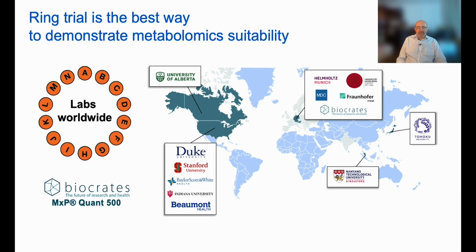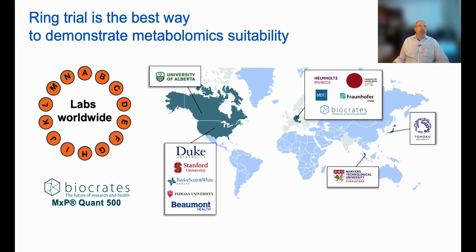I think that the ring trial is the best way to demonstrate the metabolomic suitability of a test to apply it for large cohorts. The ring trial is an idea from biomedicine which tells you what the limits are, what the precision is, how good the assay is, whether it could be run in different laboratories and the data processed in independent laboratories to fuse them into one level of interpretation.